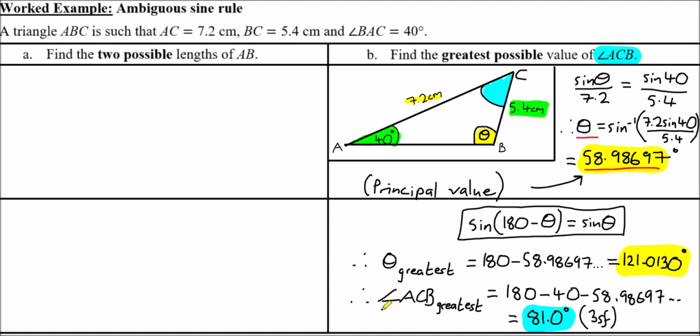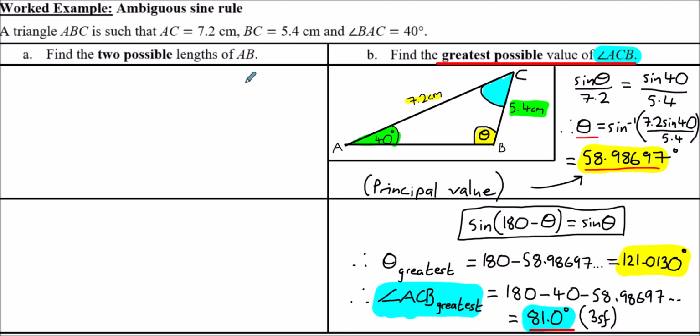So that's the greatest possible value of ACB. It's not the only possible value, but it is the greatest possible value. We have, however, answered the question. So the greatest possible value of ACB is 81.0 degrees.